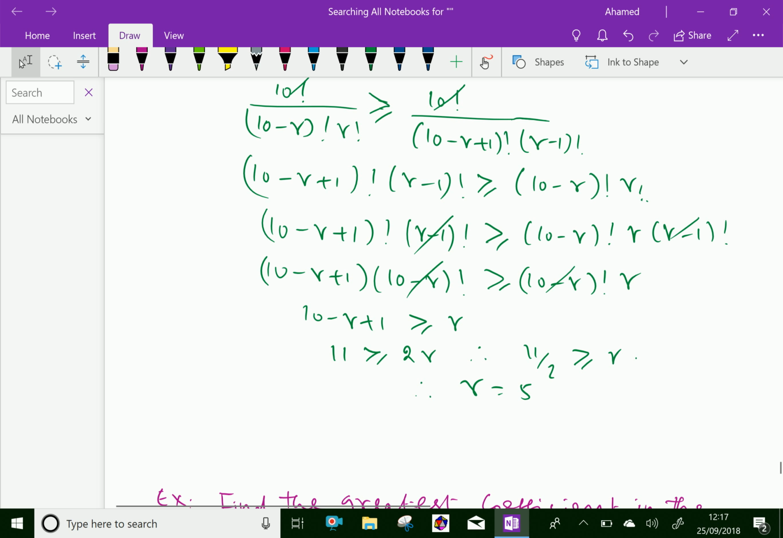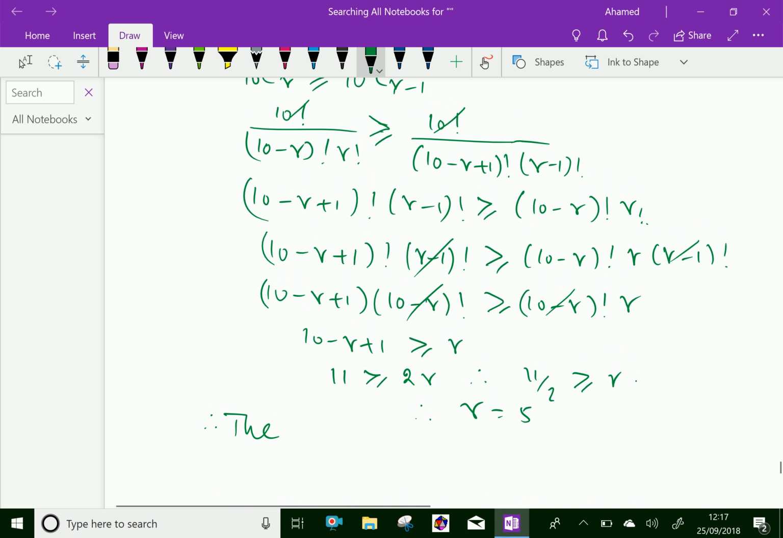Therefore, the greatest coefficient is equal to 10C5. By calculation, we get it is 252.